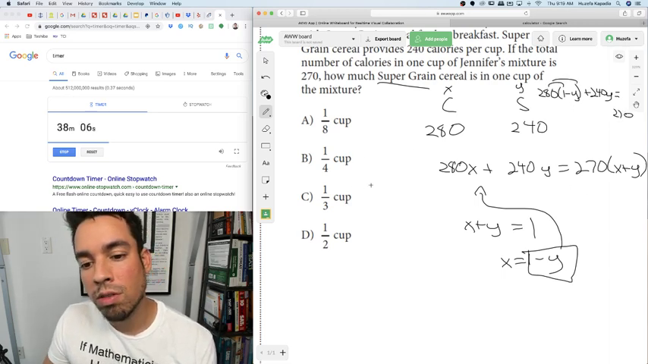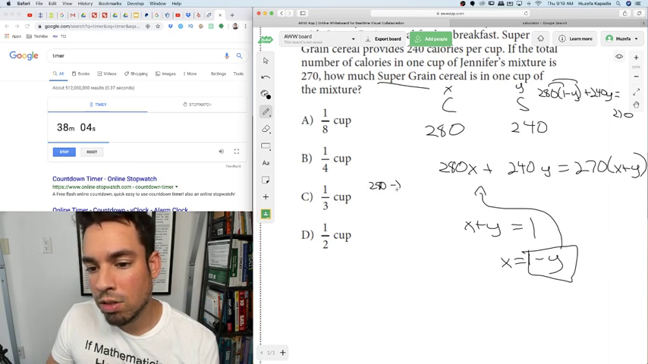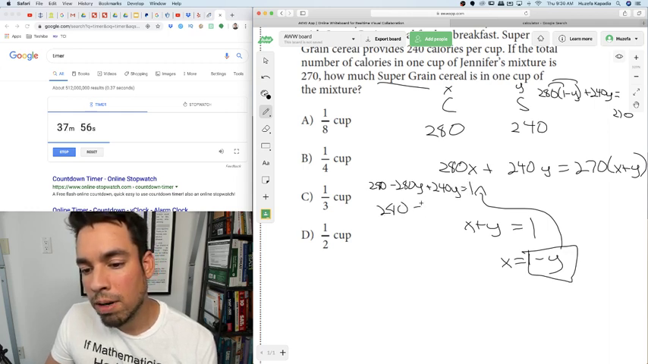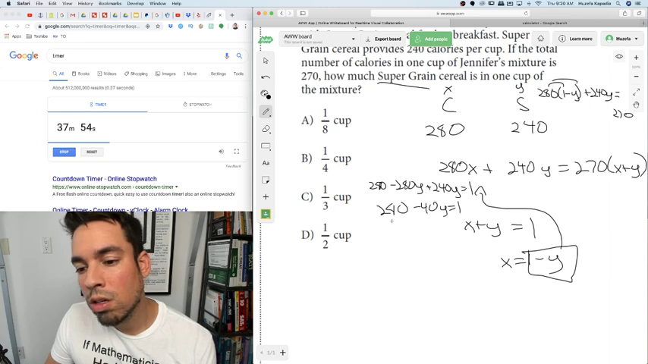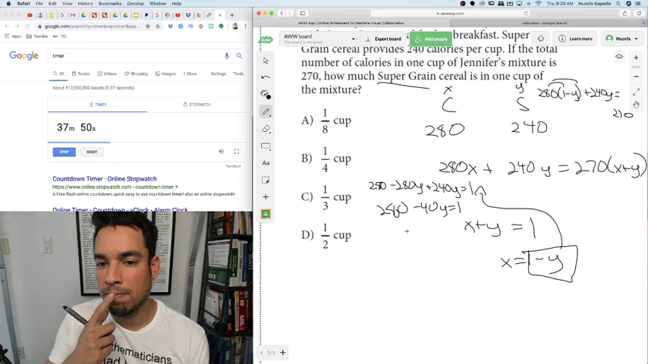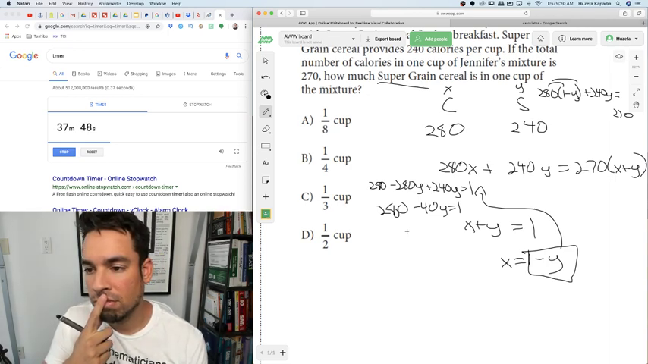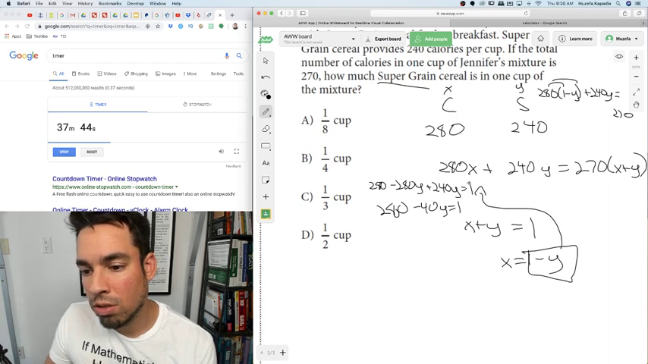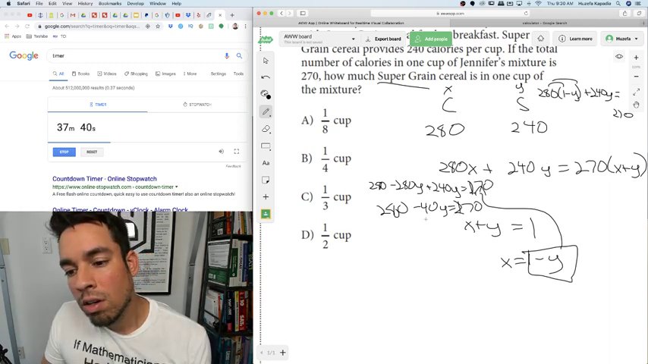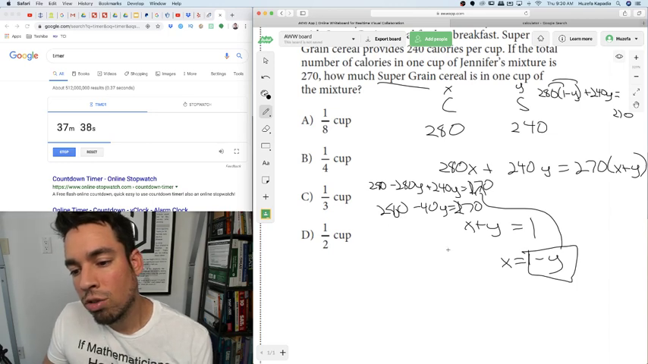Let me write it over here. Hold on. 280 minus 280y plus 240y equals 1. That plus that is negative 40. 280 minus 40y equals 1. Wait a minute. Oh, this isn't supposed to be 1. I forgot that this is 270. My bad. 270. Then I'll subtract 280 from both sides.